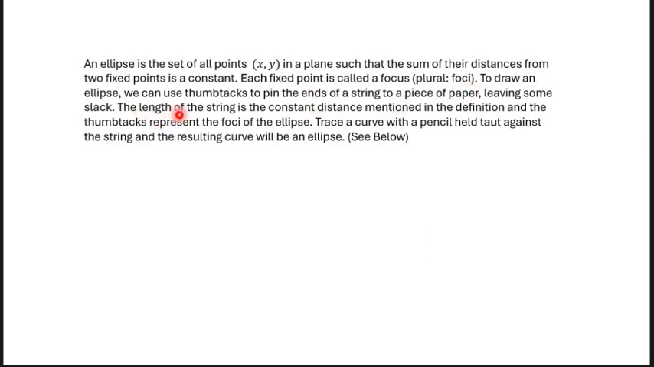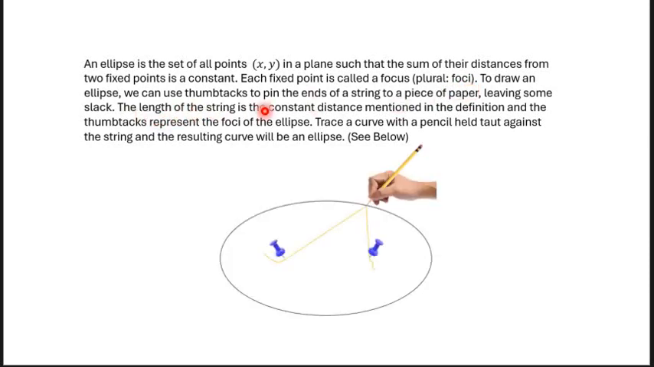To draw an ellipse, we can use thumbtacks to pin the ends of a string to a piece of paper, leaving some slack. The length of the string is the constant distance mentioned in the definition of the ellipse. The thumbtacks represent the foci of the ellipse. Trace a curve with the pencil held taut against the string, and the resulting curve will be an ellipse.